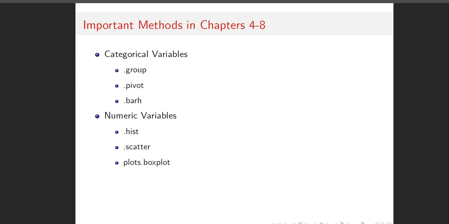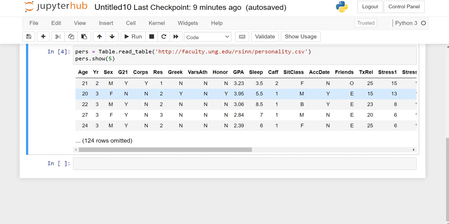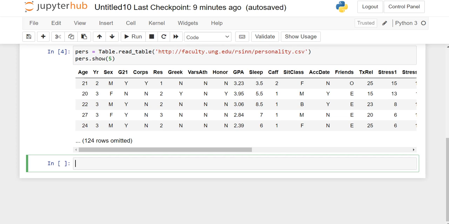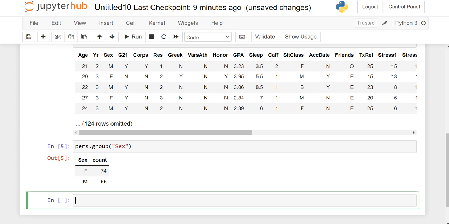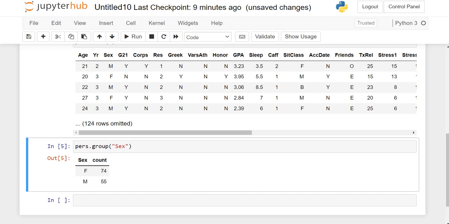So returning to our table, let's just see what some of these methods do. So I'm going to use pers.group. Okay, so we said that dot group is for a category variable, so let's do biological sex and let's see what's there. Okay, biological sex dot group, boom. Okay, so what do we get? Well, we find out that there are 74 females and 55 males who answered the survey. Okay, that's good. So we know that there are almost 20 more females than we have males.